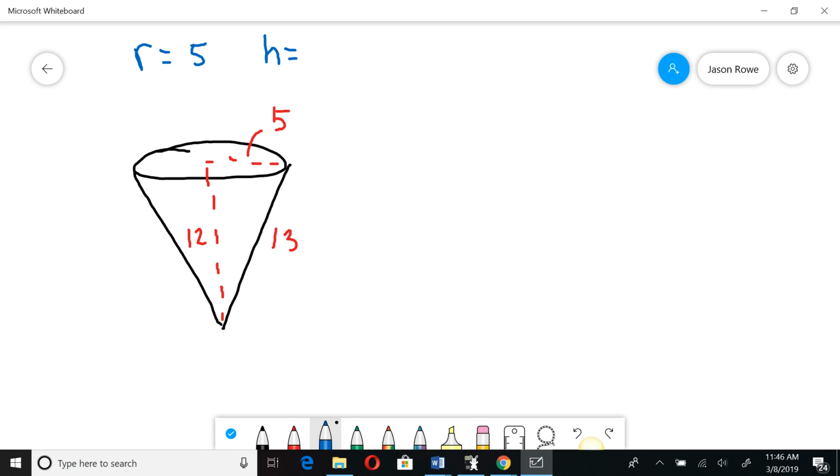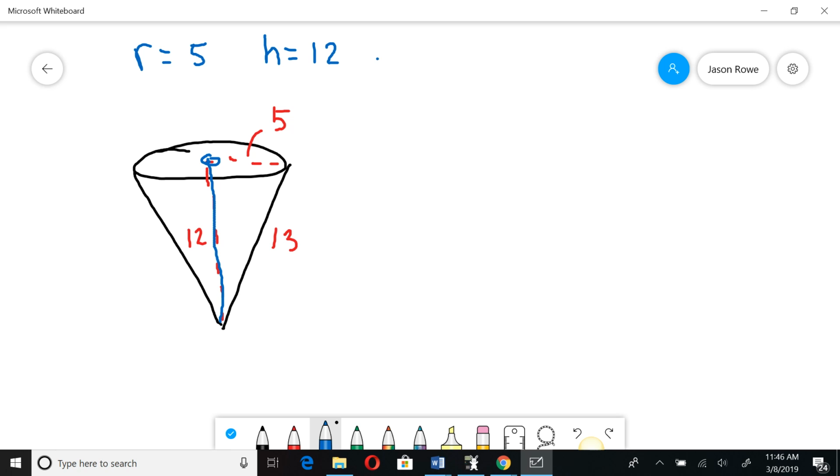The first height that you're usually given is from the center of the circle. So from right here all the way down to the tip of the cone. That is the height of the cone. So in this case, the height of the cone is 12.